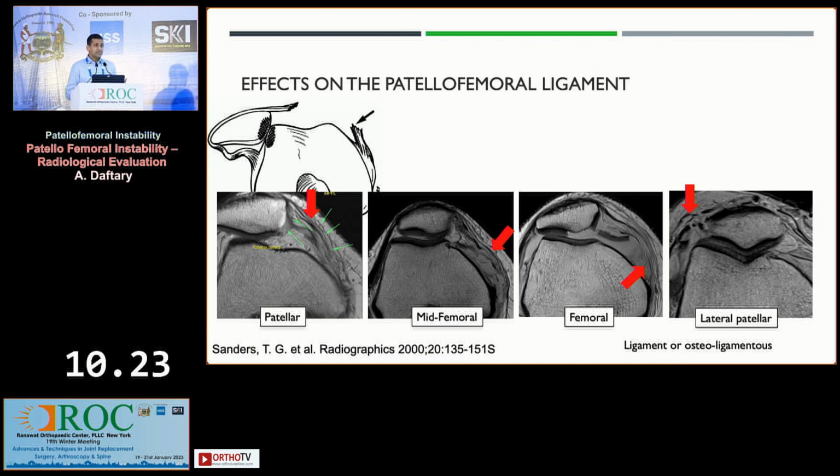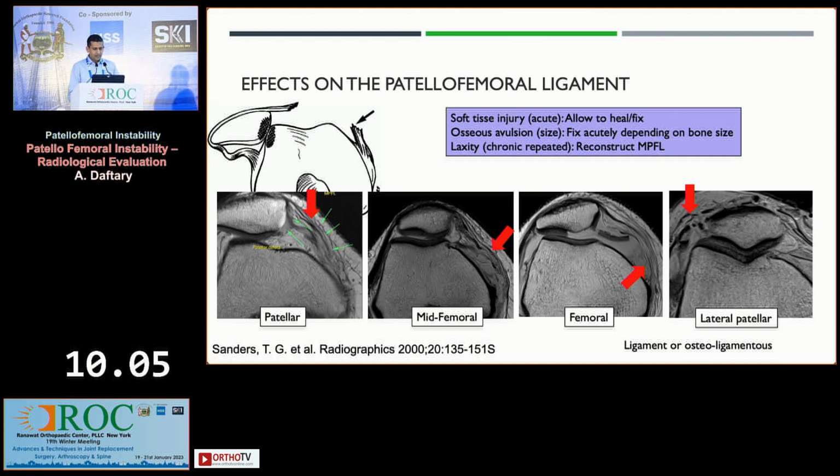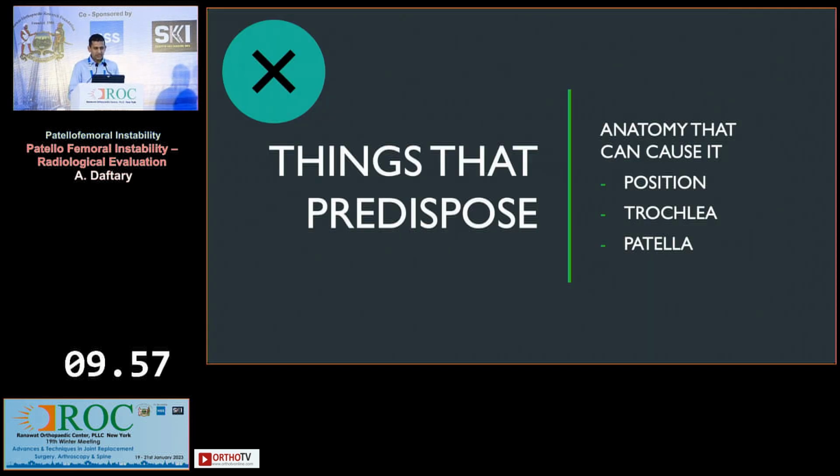From some technical perspectives on an MR standpoint, oftentimes a lot of people do axial fat suppressed sequences which make all of these structures dark, and it's very difficult to differentiate the ligament from the adjacent fat. So we normally do non-fat suppressed images, which at least give us a sense of what that ligamentous structure looks like. So again, soft tissue injury, an osseous avulsion you may fix depending on the bony size, and then if there's laxity then you would just reconstruct.